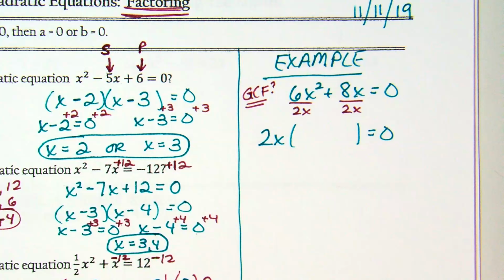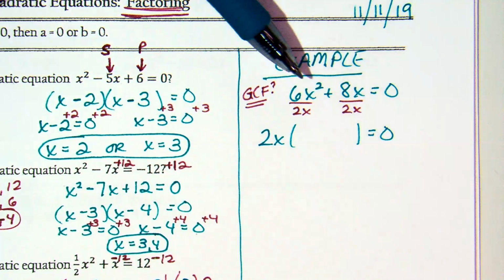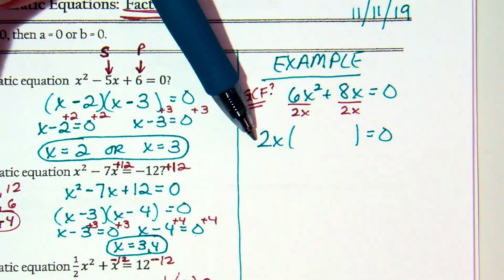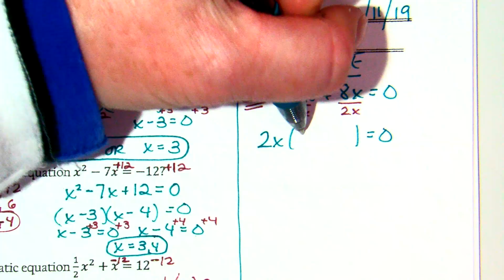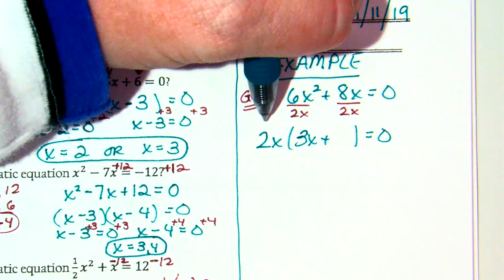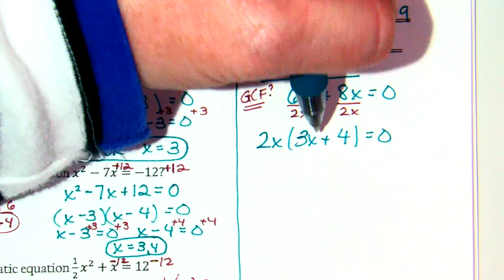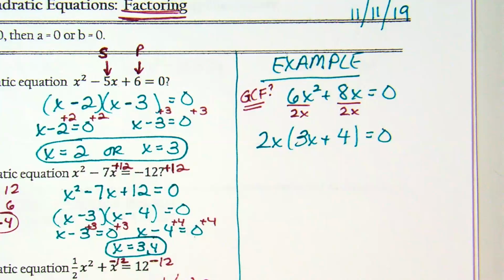This is what you have to write. Is I'm going to factor out a GCF of 2x. So I put my 2x out front. And then what goes in my parentheses? What's 6x squared divided by 2x? 3x. Plus, what's 8x divided by 2x? 4.